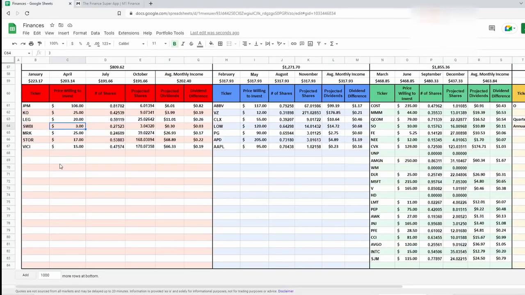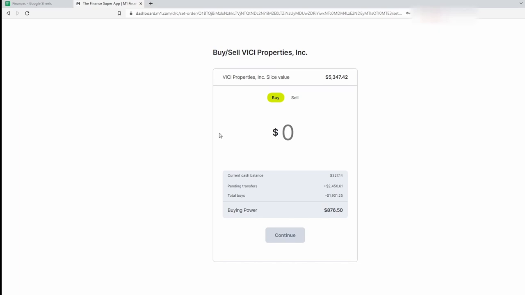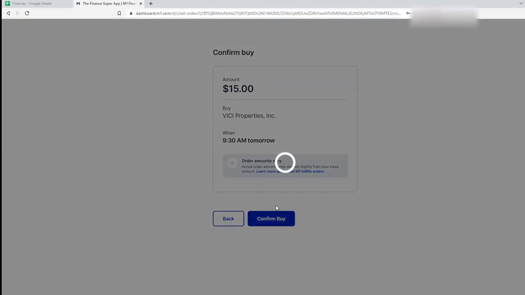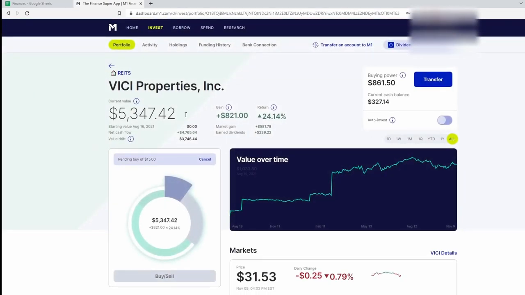So, for Vici, I got to put in $15. By the way, guys, take a look at this. On projected dividends after this purchase is made, Vici is going to be paying me $66.33. So that's actually very, very cool. So I got to put in $15 for Vici. And we're done with that.